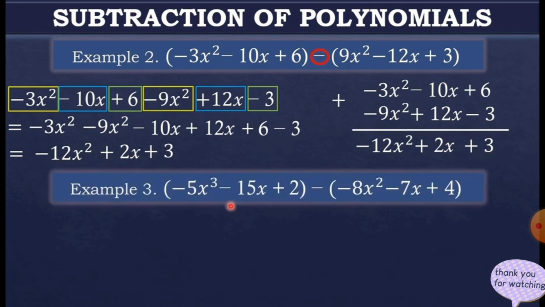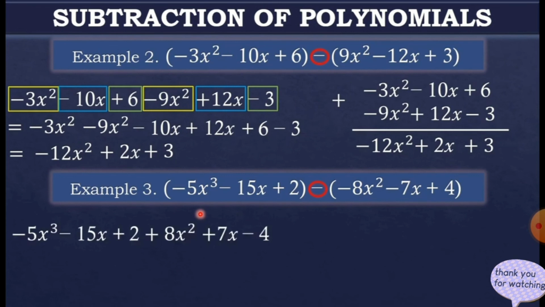Okay? So, let's proceed to example number 3. Again, first step, we have to change the sign of the subtrahend. So, the first expression, just simply copy, and the subtrahend, the sign will change. Okay? So, we will distribute the negative sign to the subtrahend. So, negative 8x squared becomes positive 8x squared. See? So, the sign changed from negative 7x to positive 7x, and from positive 4 to negative 4. Okay, so it is now formed.